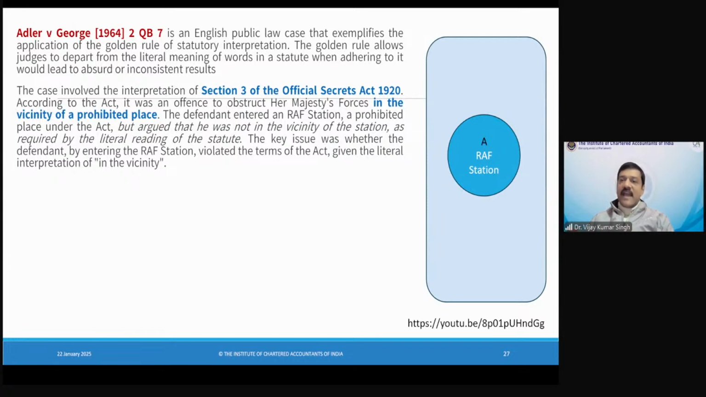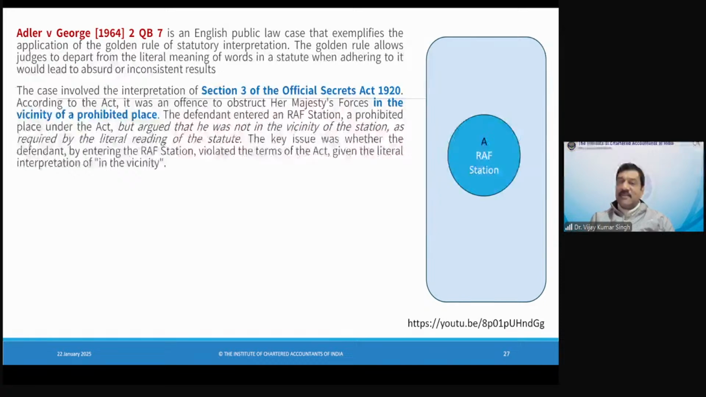So what did the Act say? The Act said that it was an offense to obstruct Her Majesty's forces, that is the RAF forces, in the vicinity of a prohibited place. Here in this case, the defendant entered the RAF station, which was a prohibited place under the Act. But when he was caught, he argued that he was not in the vicinity of the station.